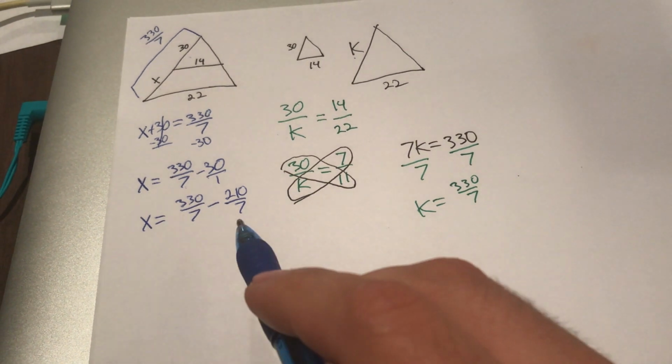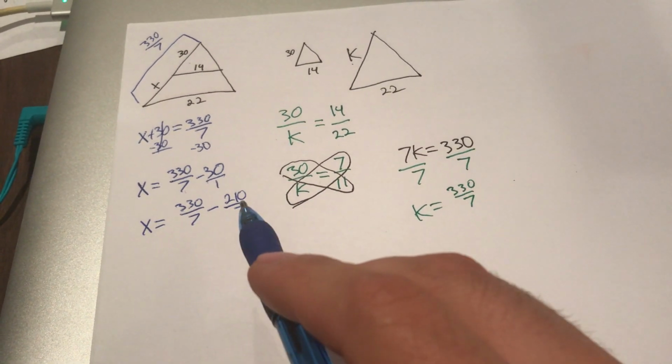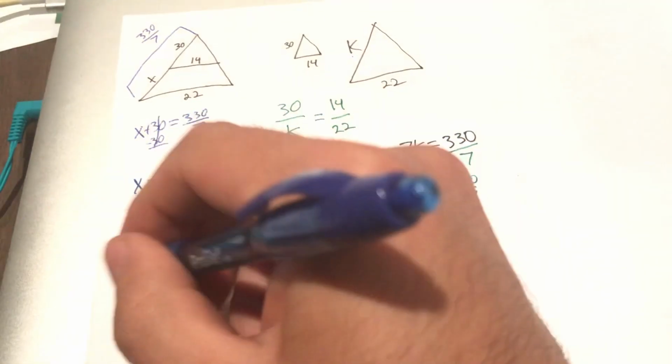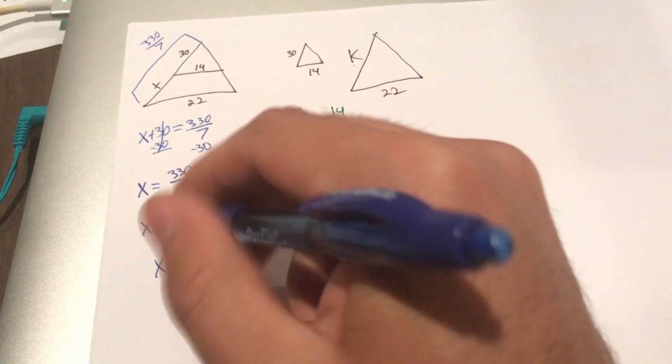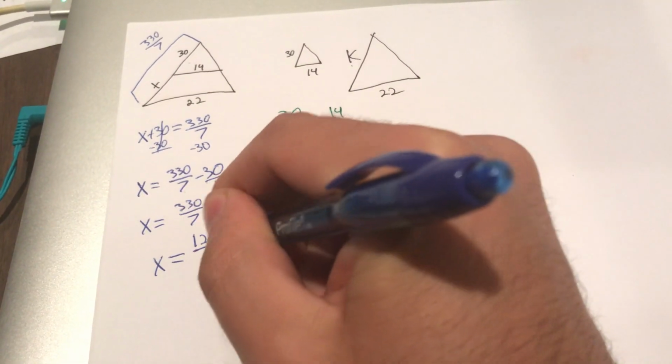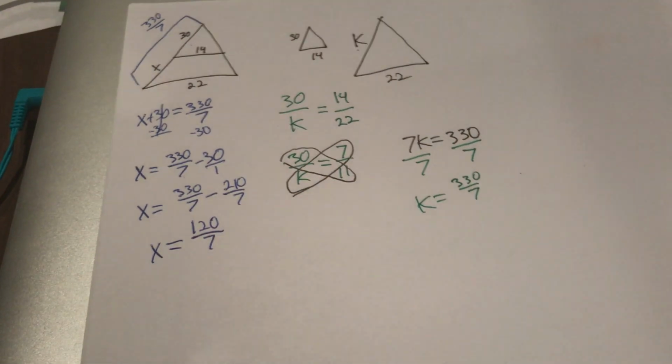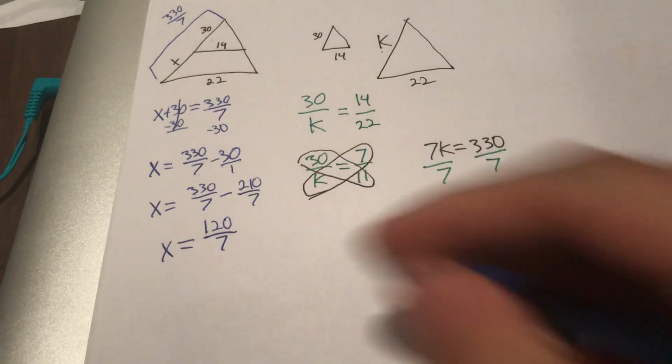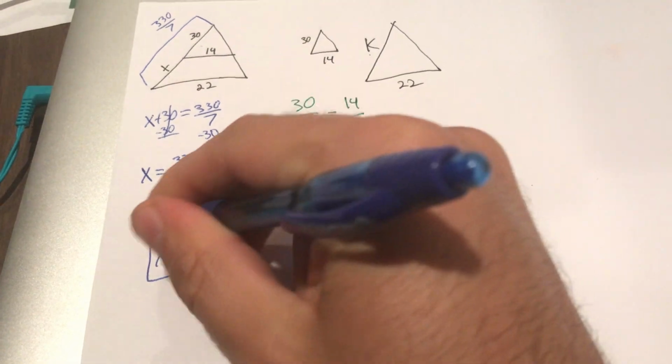When I subtract, I leave the denominator alone. I only subtract my numerators. So I get x equals 120 over 7. And that's what x is. That's what the missing side was that I was looking for. And that's done.